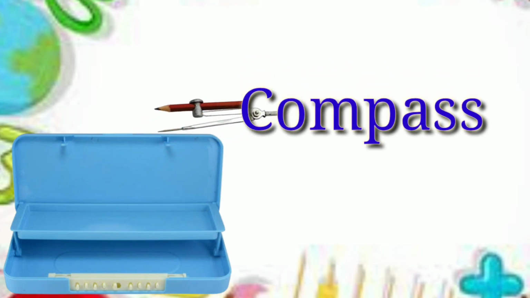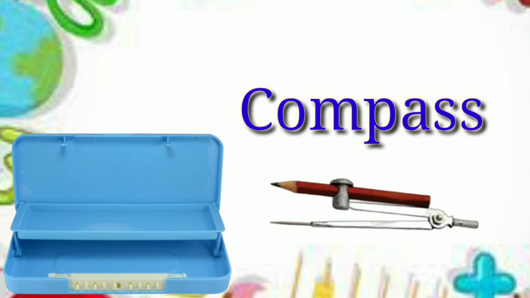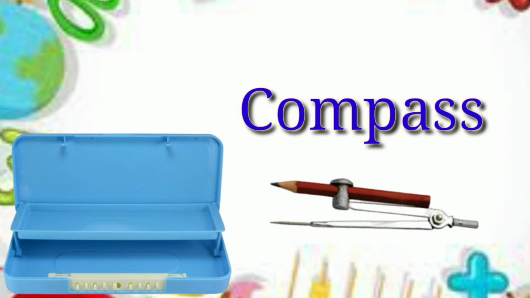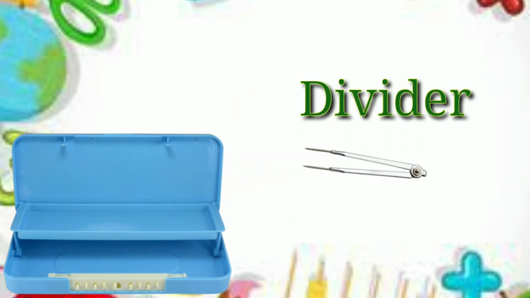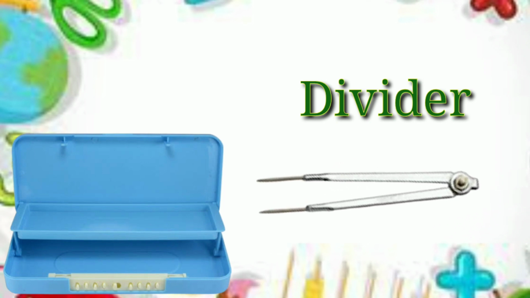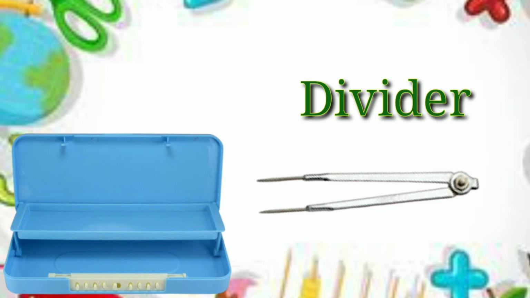Second instrument is compass. Use of this compass is to draw a circle, bisector, arc, etc. The instrument shown alongside is a divider. It is used to measure the distance between two points. To do so, the scale also has to be used along with the divider.